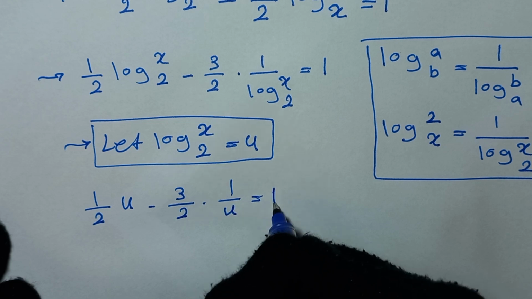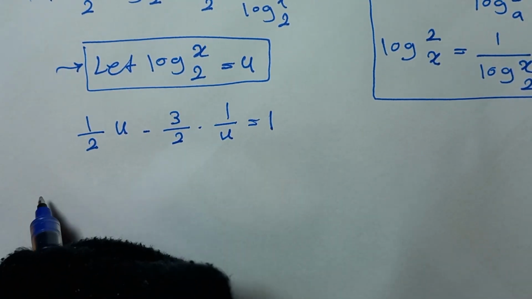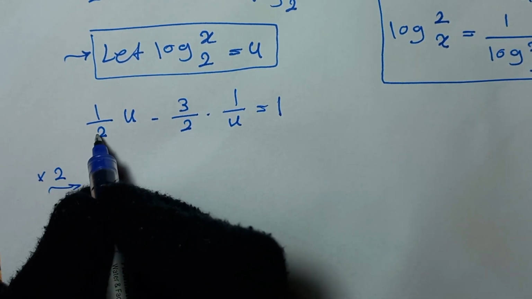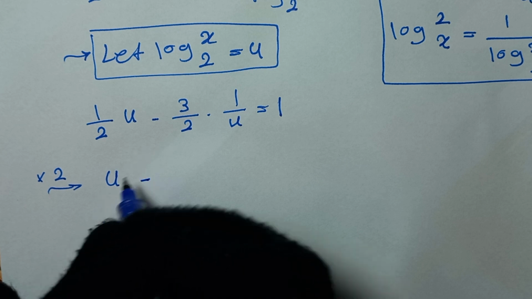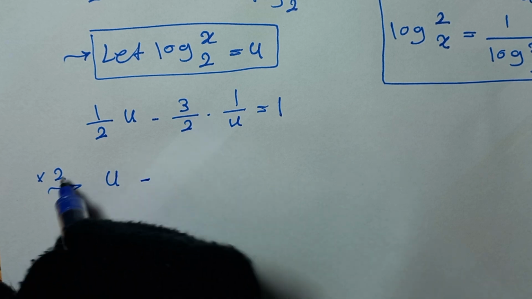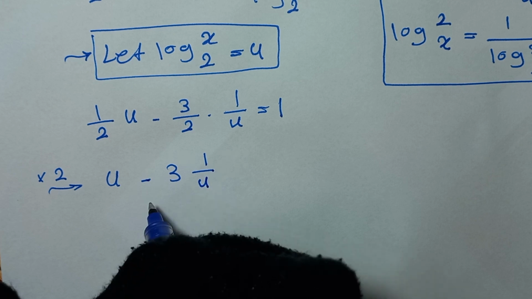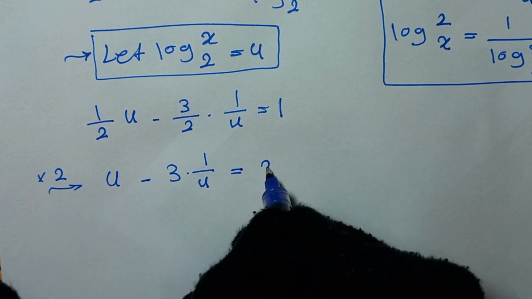and it will be 1 over 2 times u minus 3 over 2 times 1 over u is equal to 1. In here, we multiply both sides of this equation by 2, so 1 over 2 times 2 will be 1, so u minus 3 over 2 times 2, it will be 3, 3 times 1 over u, is equal to 1 times 2, it will be 2.